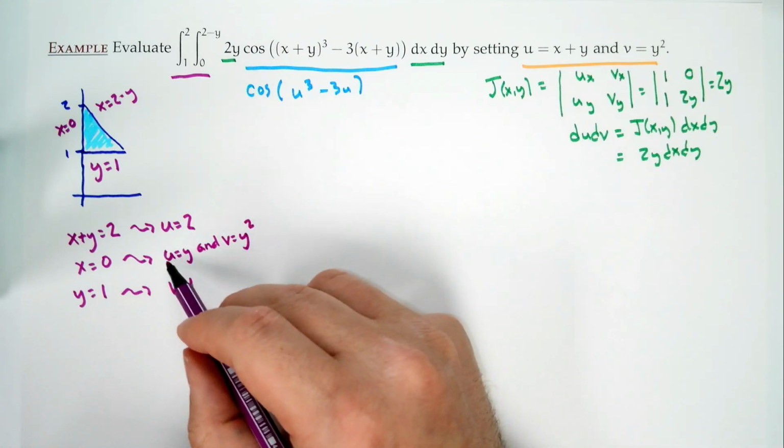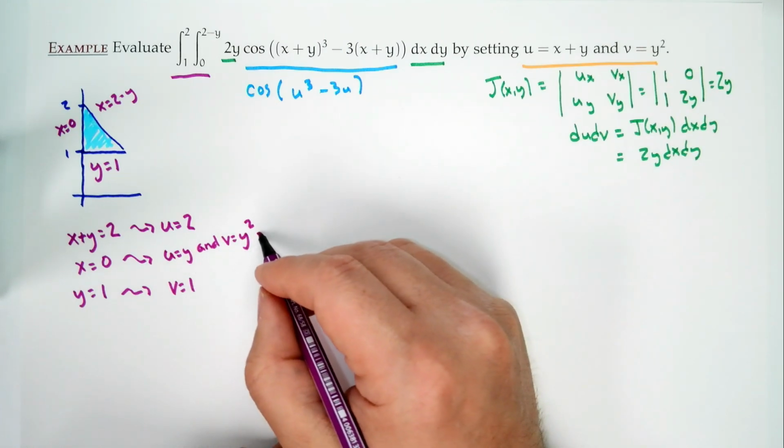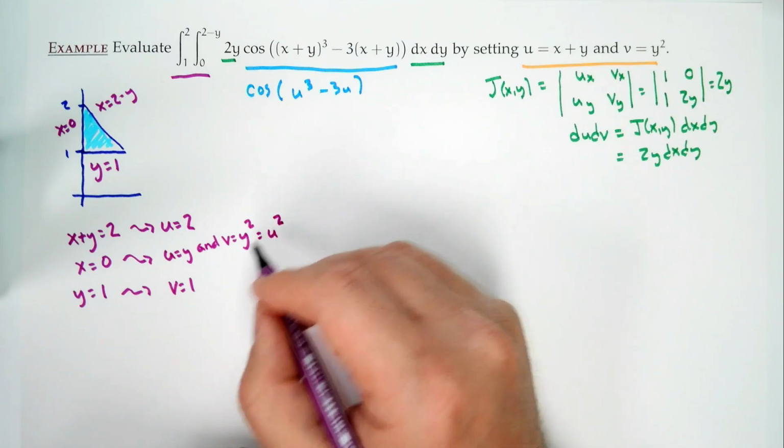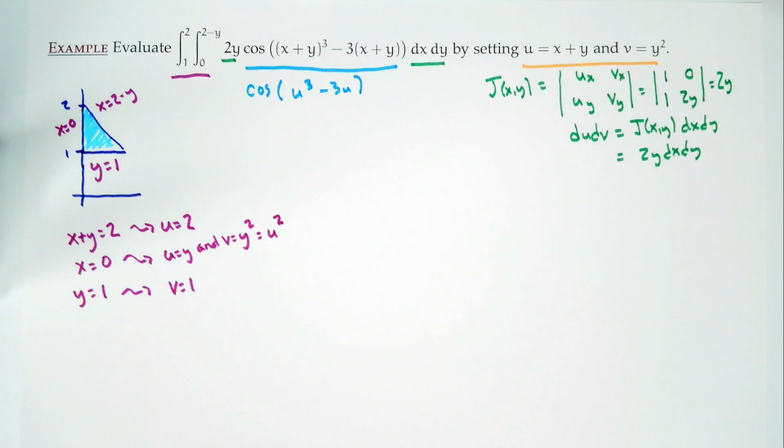Well, wait a second. We just said u equals y. So if v equals y squared, v is also equal to u squared. So there's the other curve. So now we're ready to sketch our new region.